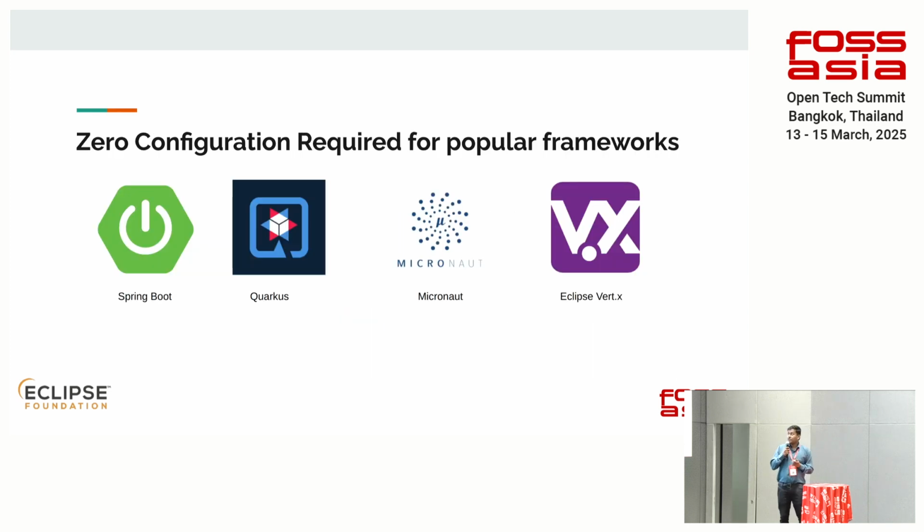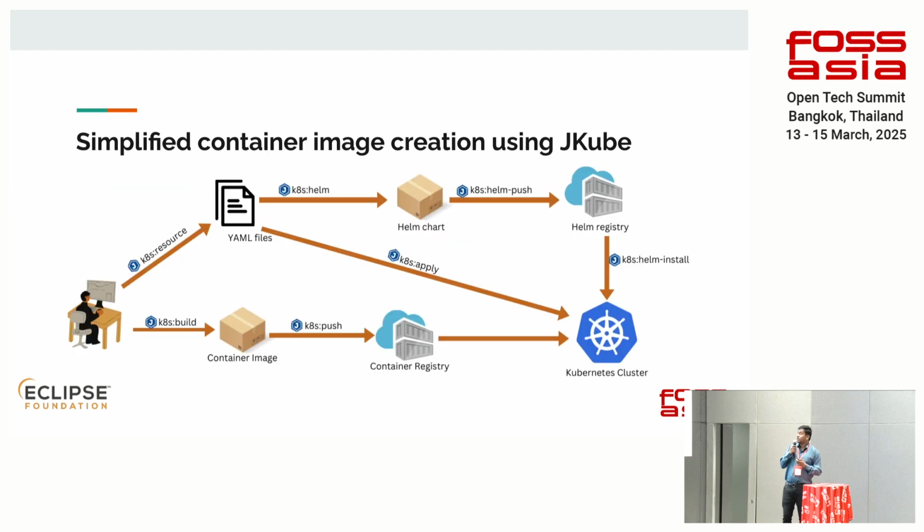One of the special features of JKube is that it's really opinionated. It has this thing called zero configuration. You just plug it in, and JKube automatically detects what kind of framework you're using and generates an opinionated container image and manifest for you. Of course, that can be configured as per your requirements. We have support for almost all of the popular Java frameworks like Spring, Quarkus, Micronaut, and Eclipse Vert.x. There are many more, but I just listed some popular ones.